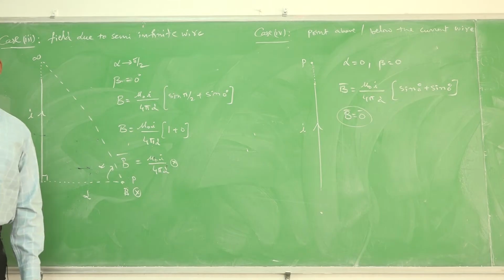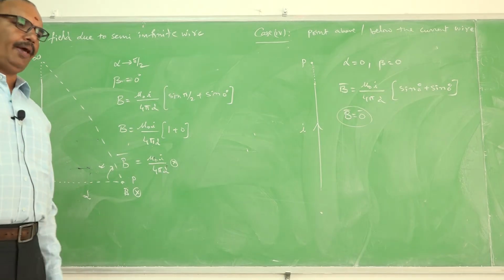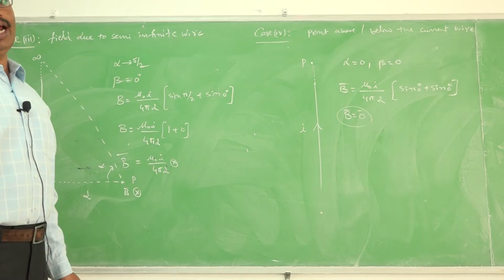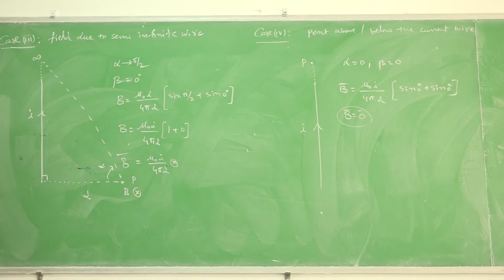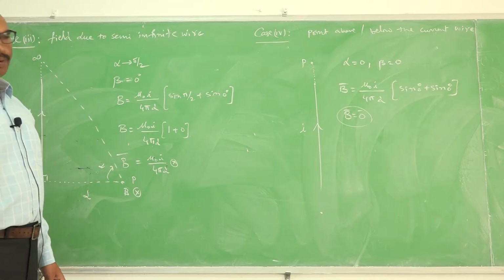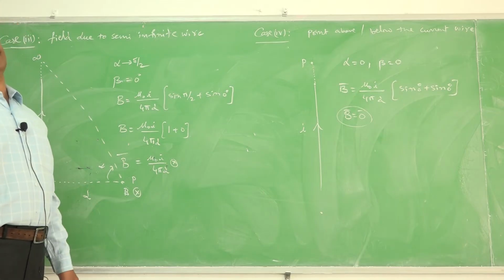In this way, we could be able to find magnetic field due to a current carrying conductor at different locations. If the point is lying on the bisector for an infinite wire, or on the bisector or perpendicular line for a semi-infinite wire, you can calculate the magnetic field with the formula. That formula is very important: mu naught I by 4 pi d into sin alpha plus sin beta, or mu naught I by 4 pi d into cos theta 1 plus cos theta 2.